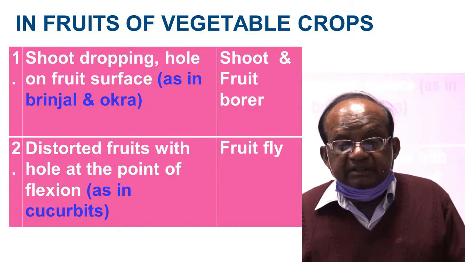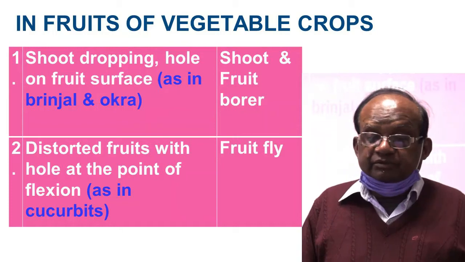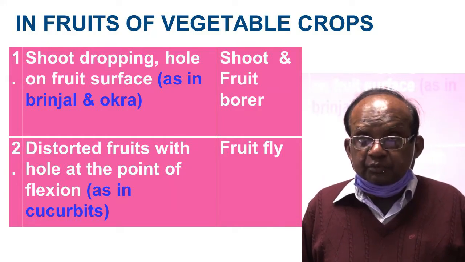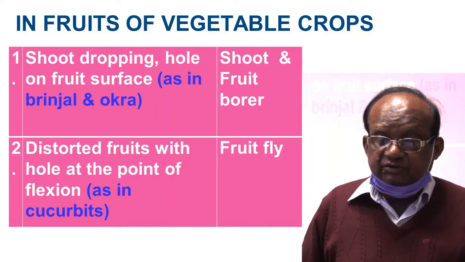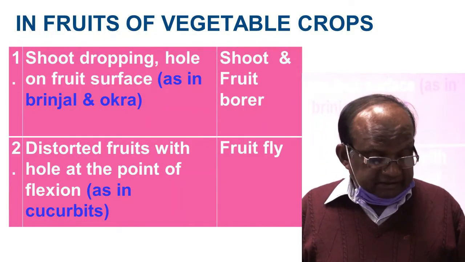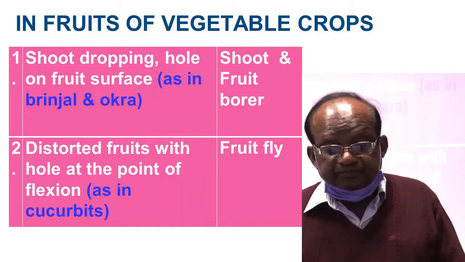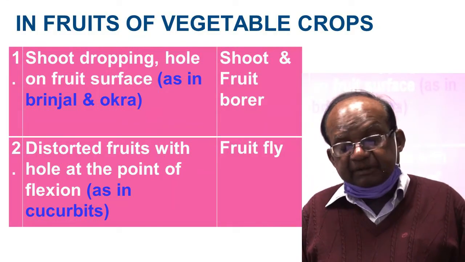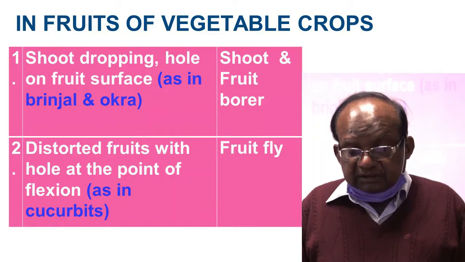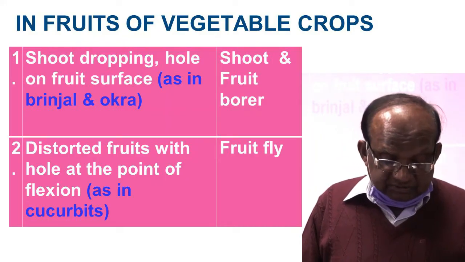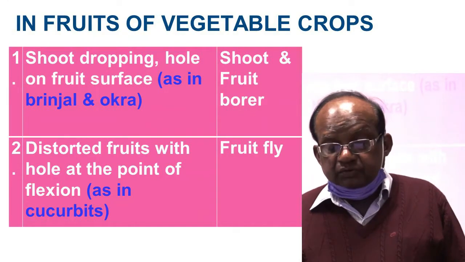Then come to the fruits of vegetable crops. If shoot drooping and holes on fruit surface, as in case of brinjal and okra, if the growing shoot shows a drooping appearance in spite of good moisture condition in the soil, and some holes are also there on the stem, this shows attack of shoot and fruit borer. Initially, the growing shoots are affected by shoot and fruit borer, and after fruiting, it also attacks the developing fruit, particularly in brinjal and okra. Brinjal and okra, and tomato also, are most affected by shoot and fruit borer.